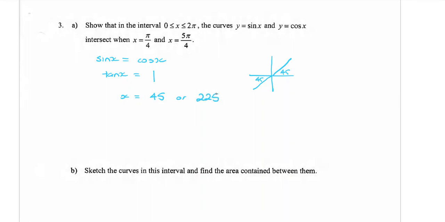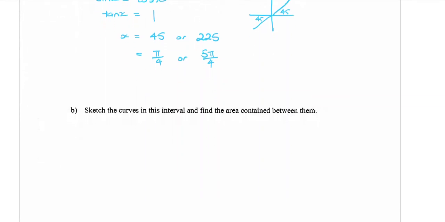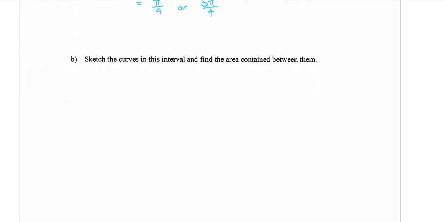Now, I've done it in degrees. My answer needs to be in radians. So we convert our degrees into radians by putting 45 over 180 and putting the pi in. So it's 45 pi over 180, and that will simplify down to pi over 4. And then 225 pi over 180, and no surprise, you get 5 pi over 4. So there are the two solutions that we were meant to get. Question B. Sketch the curves in this interval and find the area contained between them.